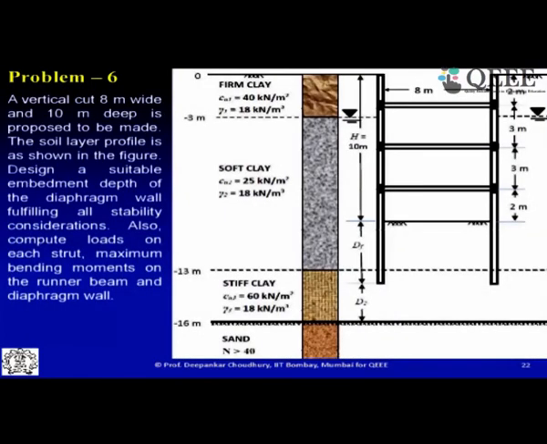Now this is the problem which I want to discuss in detail to understand this braced excavation system very clearly, because this is very useful for any kind of underground construction, metro construction, tunnel construction, underground pipeline construction, any other underground construction. So suppose a problem is given that a braced excavation having a vertical cut of depth 10 meter and width of 8 meter is proposed in a clay strata, and various layers of the clay strata are given over here.